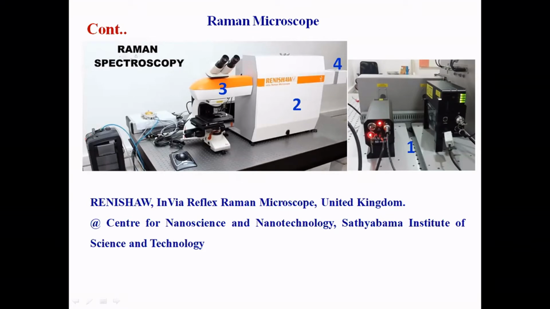The third component is the microscope, and here we can place a sample simply by pressing; the surface should be flat. That's it. Then you can view the sample, and wherever you're interested, you can focus on that. You allow the beam and get the spectra. And the fourth component is the detector here. So lasers 1 and 2, then the spectrometer, the third one is the microscope, and finally the detector.